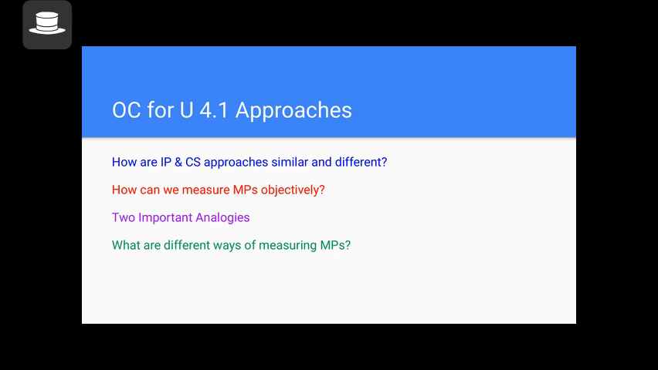If you remember, that's the basic debate, right? Cognitive science, cognitive psychology assumes that mental processes exist and we can objectively study them. The question is, how can we do that? Then before we get to different ways of measuring mental processes, there are two important analogies we need to go over that we'll do in this particular video.